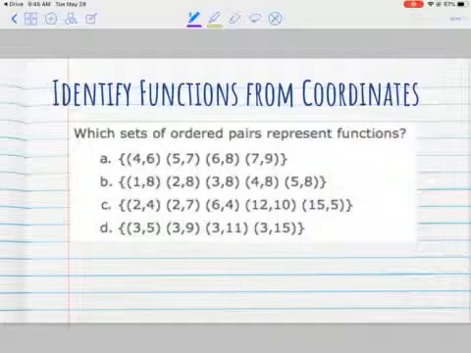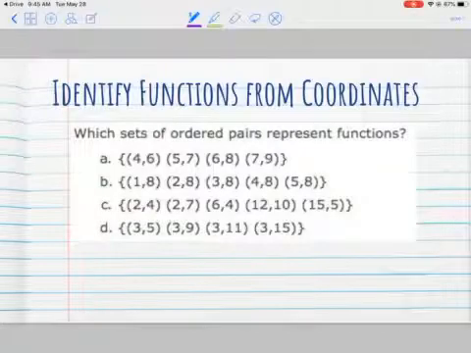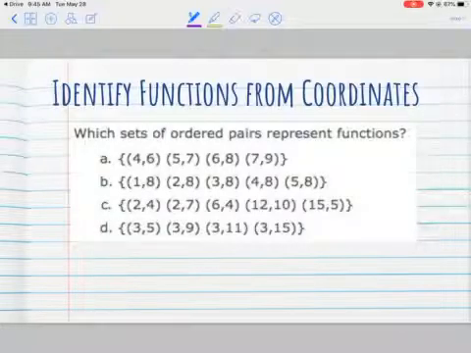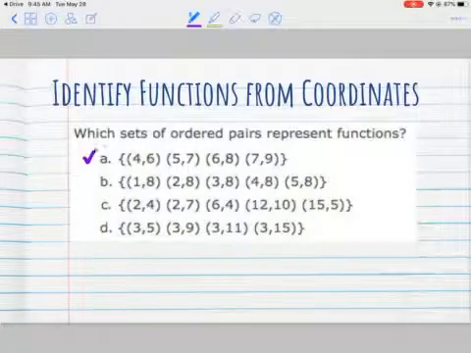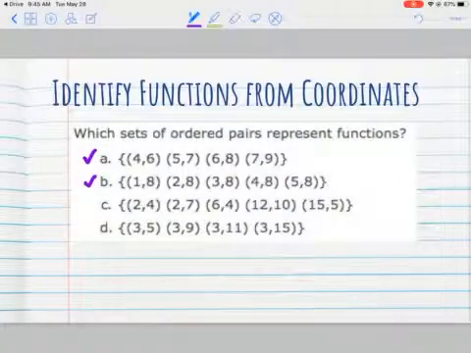To figure out why the others may or may not be functions, we're going to do the same thing. If we look at B and all of the x values, we have 1, 2, 3, 4, and 5. Again, there are not any repeats, but something different is happening here, and it does not affect whether it's a function or not. Notice that the y values are all 8. Even though the y values are repeating, that is not part of the definition of a function, so that doesn't affect it. We only look at the x values. So far, A and B are both functions.